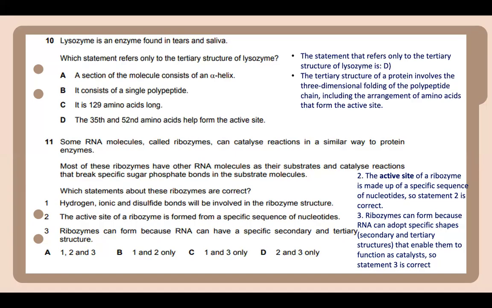The correct statements are number 2 and number 3. Let's look into number 2. The active site of ribozymes is made up of a specific sequence of nucleotides. So statement 2 is correct. Statement 3, ribozymes can form because RNA can adopt specific shapes, which are secondary and tertiary structures that enable them to function as catalysts. So statement 3 is also correct.